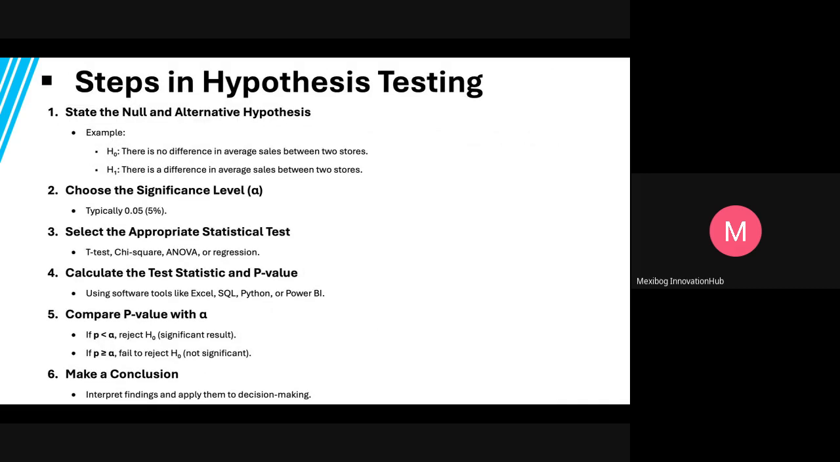Then steps in hypothesis testing. Step 1, you state the null and alternative hypothesis. Step 2, choose the significance level. Step 3, select the appropriate statistical test. Step 4, calculate the test statistic and p-value. Step 5, compare p-value with alpha, then make a conclusion.